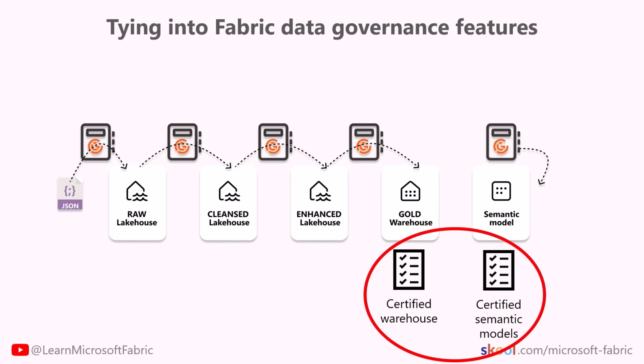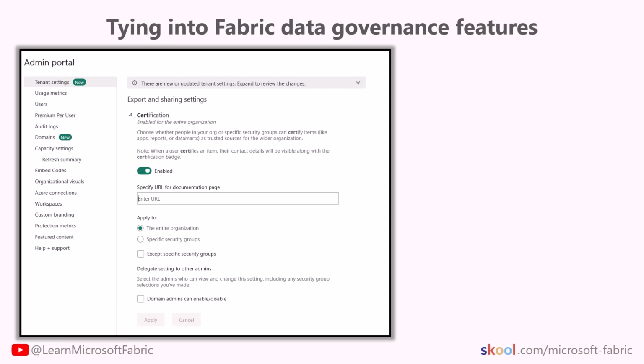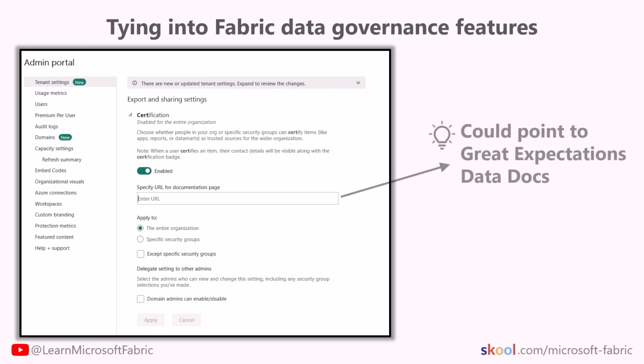And we can also do the same for semantic models. Now, to enable endorsement, you can go to your warehouse settings, go to the endorsement setting, and then click on certified for that specific warehouse. And you'll need to enable that in the admin portal if you haven't already. Now, one thing to point out here is that you can specify a URL to the documentation page for certification. And this could point to that data docs dashboard that you've got generated via Great Expectations.